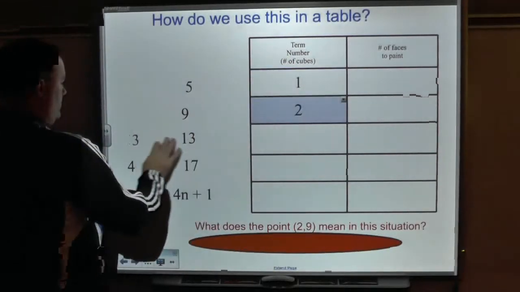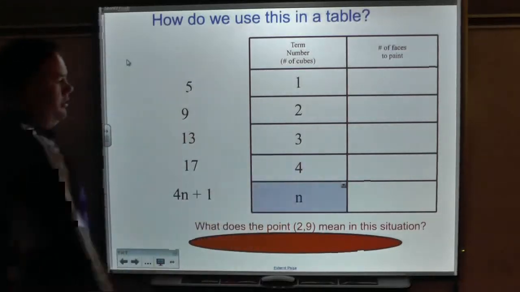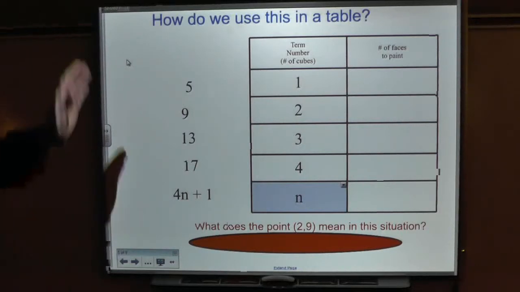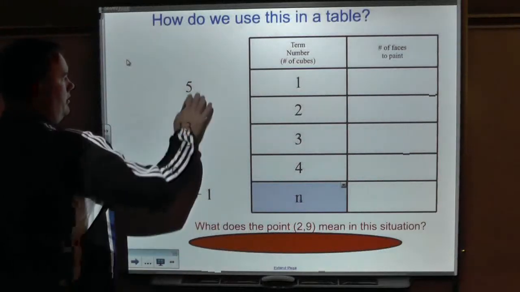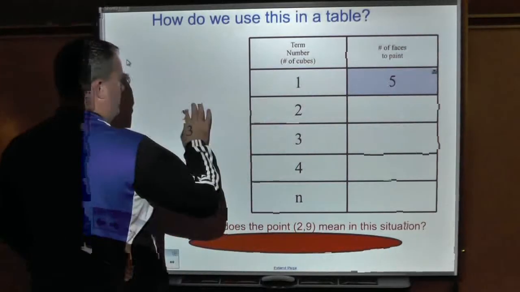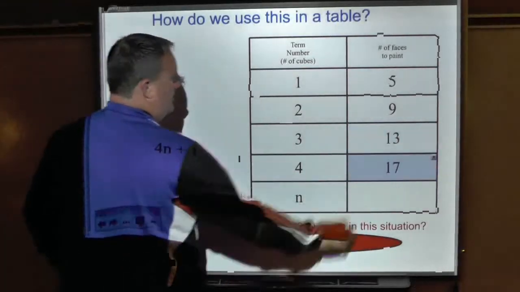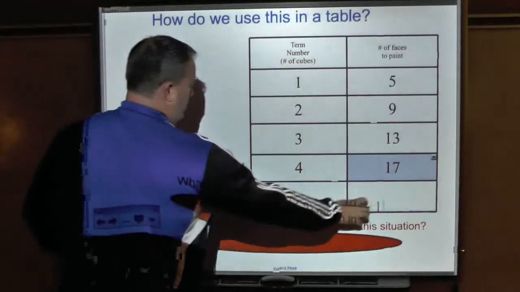1, 2, 3, 4, and the n, that is your domain, your x-coordinate. So if you were looking on a table in your calculator, this is what it would look like. The only thing you wouldn't have is the n. The range is the 5, the 9, the 13, and the 17. And this is your function.